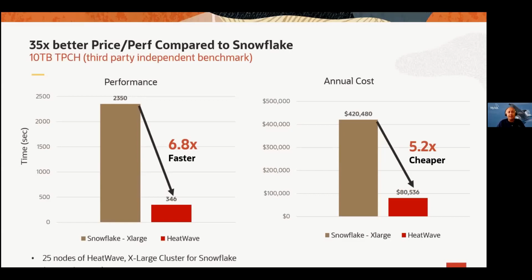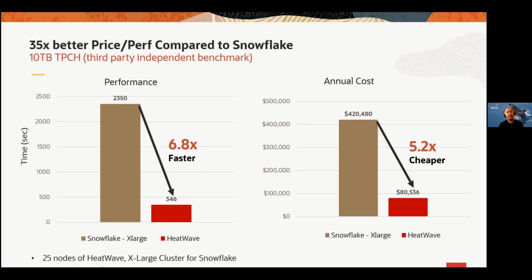This is a standard, industry standard TPCH benchmark. And these are queries which have been derived from this TPCH benchmark, right, on 10 terabytes. As the size of the data grows, the performance advantage of HeatWave over Snowflake over Redshift will only increase. So 13 times better price performance from Redshift and 35 times better price performance compared to Snowflake.